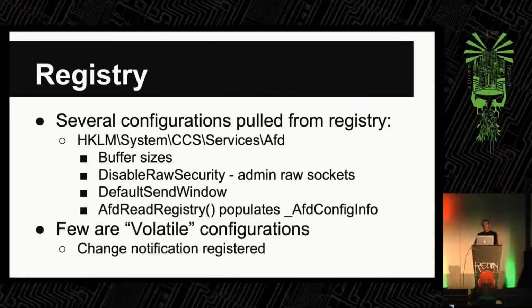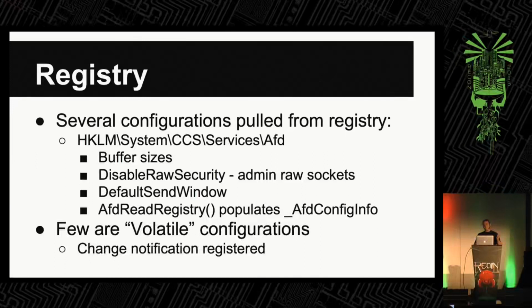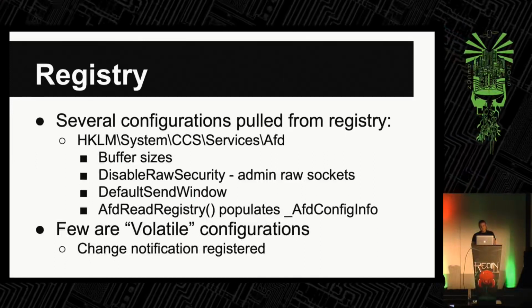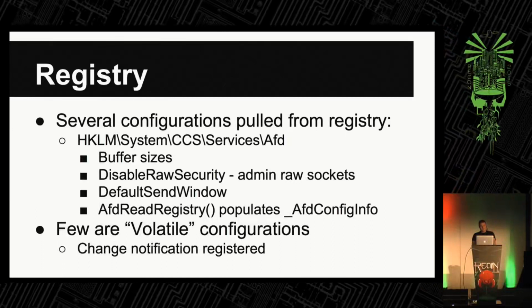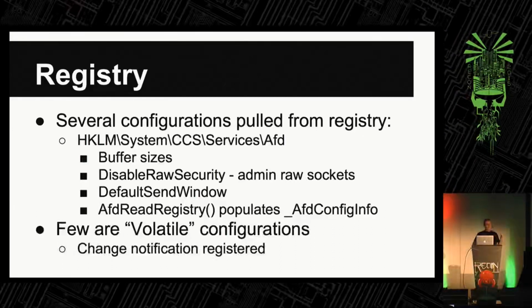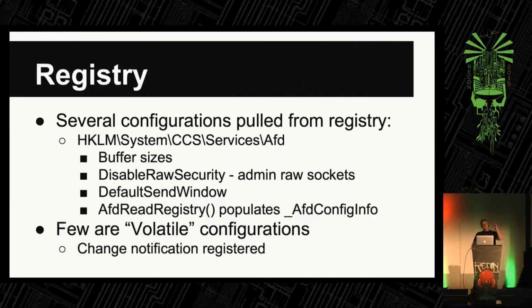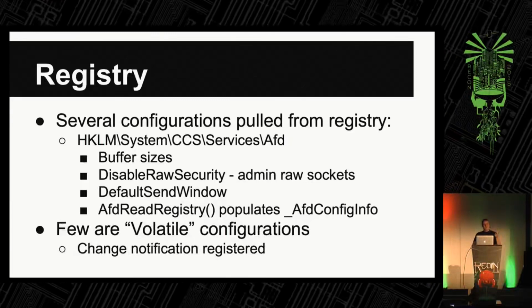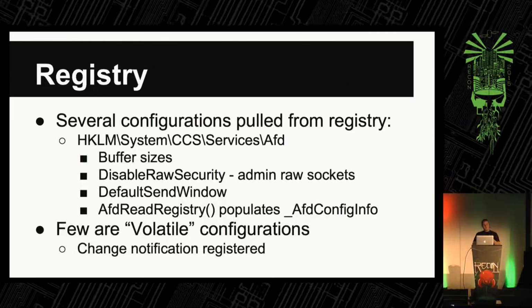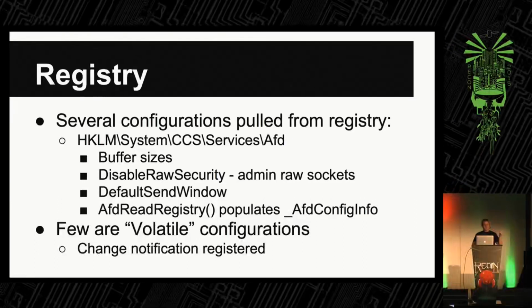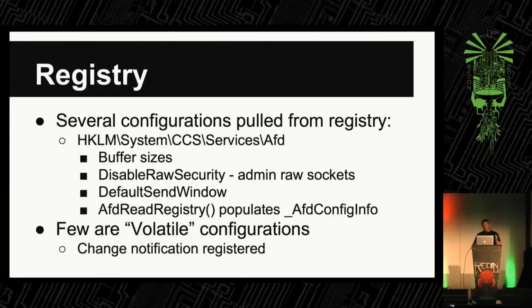And it's very easy to find all of these configurations. You just run strings on the binary, and you'll see all of them. And this fills out this AFD config info structure that's referenced all over the place. The buffer sizes one, for me as a vulnerability analyst, caught my eye, because if you start a driver and then it has a certain buffer size configuration, and you can change that as it's running, well, one buffer size is not going to be the same buffer size between other runs or other calls to it.